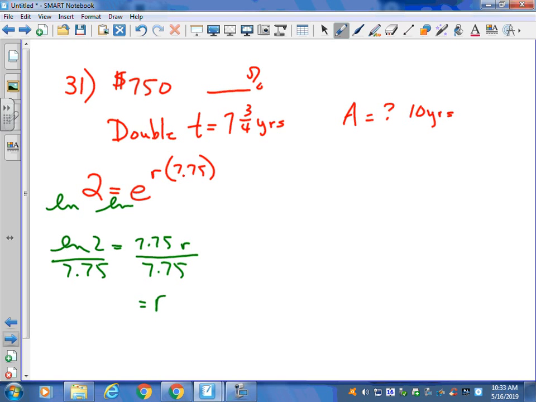Now we probably might want to keep a little extra decimal places here than what we do sometimes. Maybe let's go for 4 this time. What would that be? 0.0894. Does everybody agree with that? 0.0894. Okay.